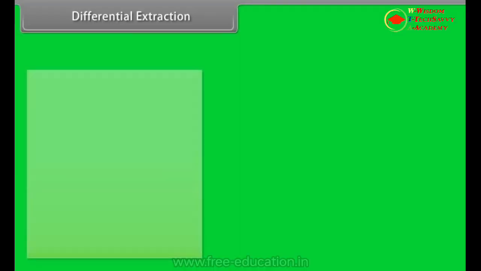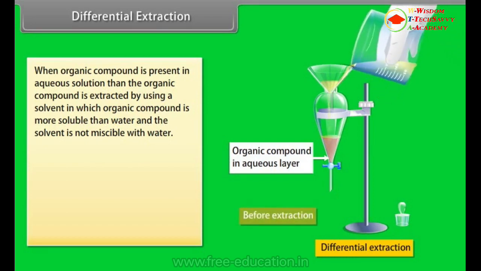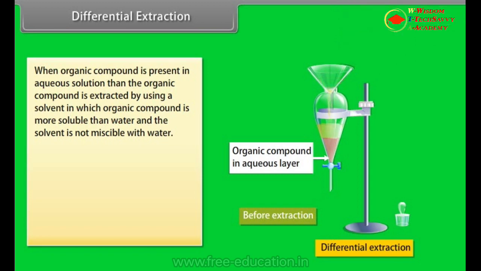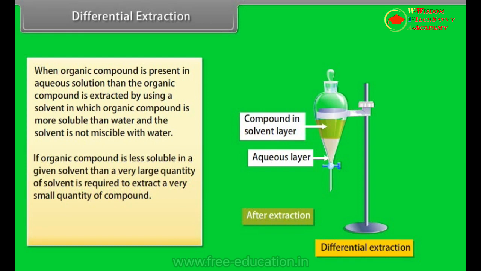Differential extraction. When an organic compound is present in an aqueous solution, the organic compound is extracted by using a solvent in which the organic compound is more soluble than in water and the solvent is not miscible with water. If the organic compound is less soluble in a given solvent, then a very large quantity of solvent is required to extract a very small quantity of the compound. This technique is known as continuous extraction.